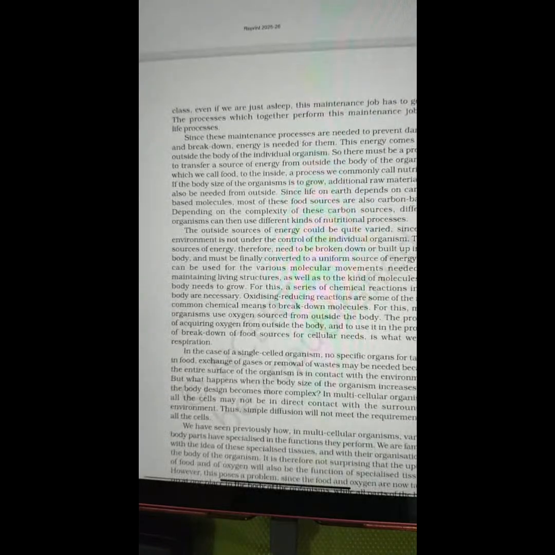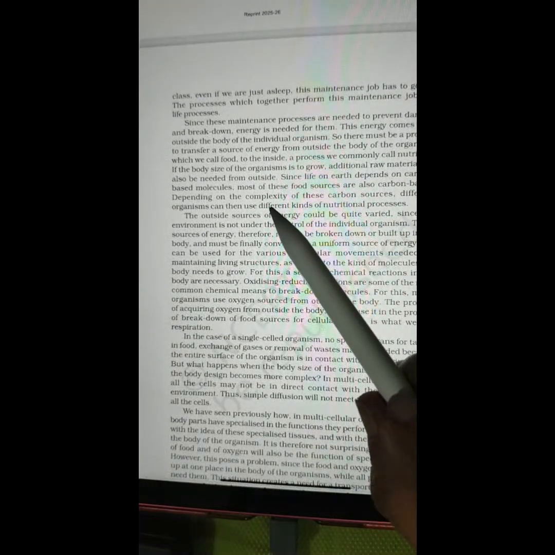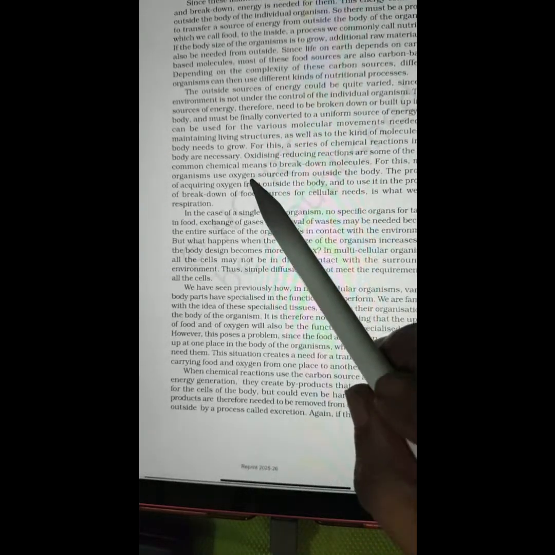here, complexity. Then we have oxidizing, reducing reactions. So the reactions in which oxidation and reduction occurs, they are known as oxidizing, reducing reactions.